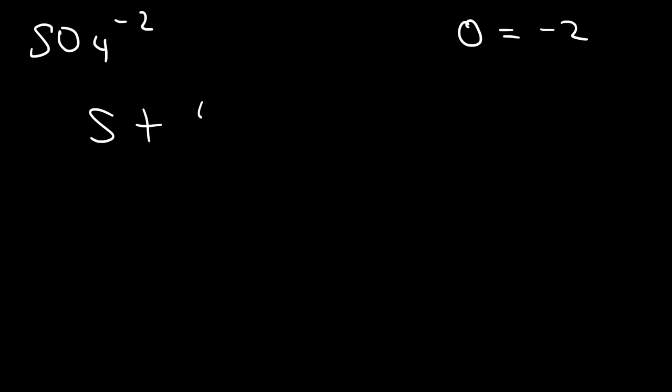Now let's go over some examples containing polyatomic ions. Consider sulfate. What is the oxidation state of sulfur in sulfate? Well, we know oxygen is usually -2. So let's write an equation. Sulfur plus 4 oxygen atoms has a net charge of -2.